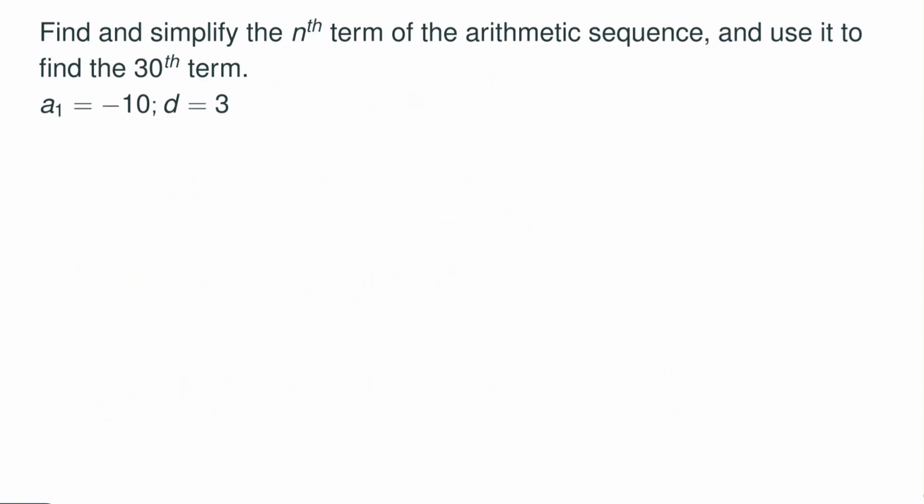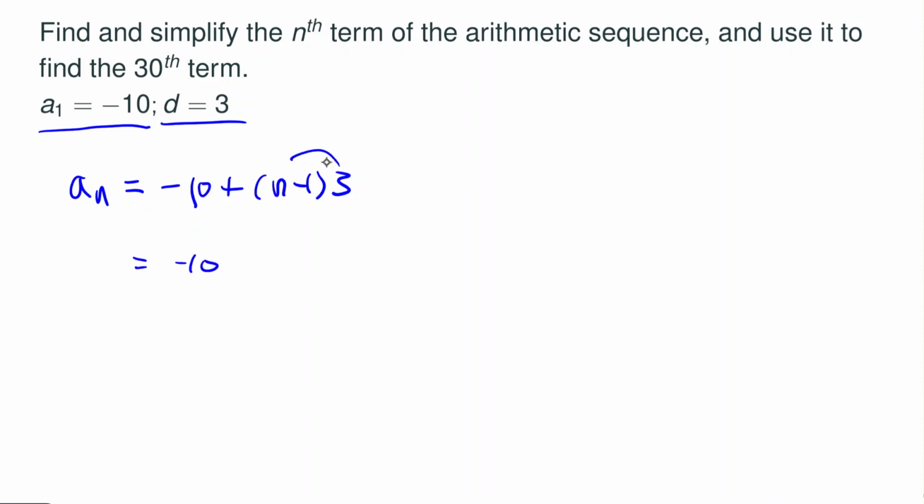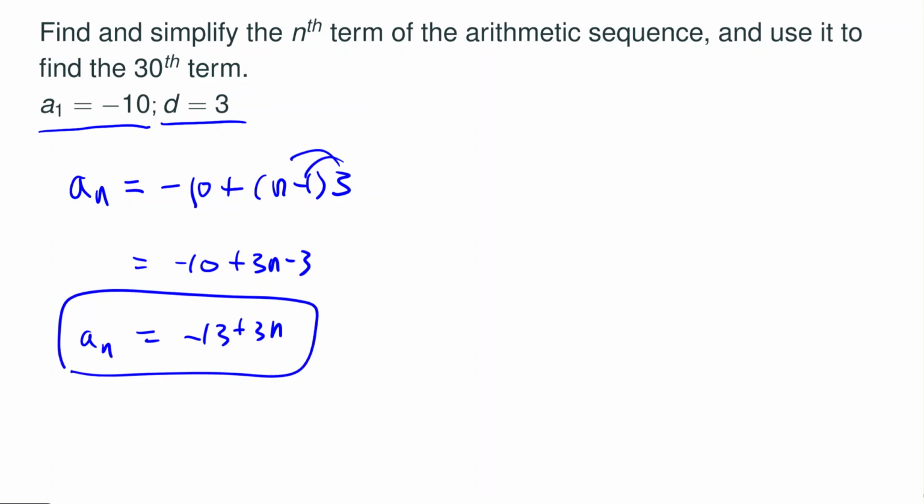Find and simplify the nth term of the arithmetic sequence and use it to find the 30th term. So here it gives us the first term and it gives us the common difference. We know that the nth term formula for an arithmetic sequence is the first term plus n minus 1 times the common difference. Negative 10, distribute the 3. We get 3n minus 3, which gives us negative 13 plus 3n. So this is the nth term. Whatever the n is, we can find the nth term using this formula.